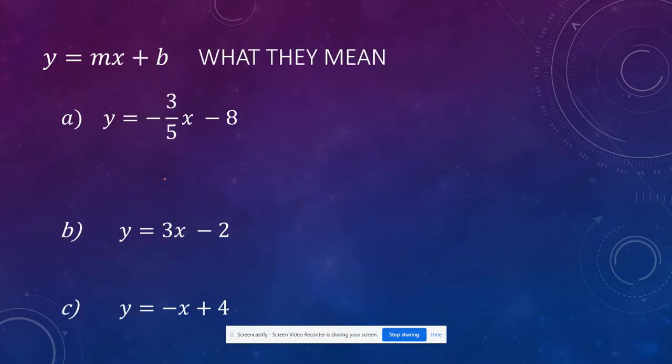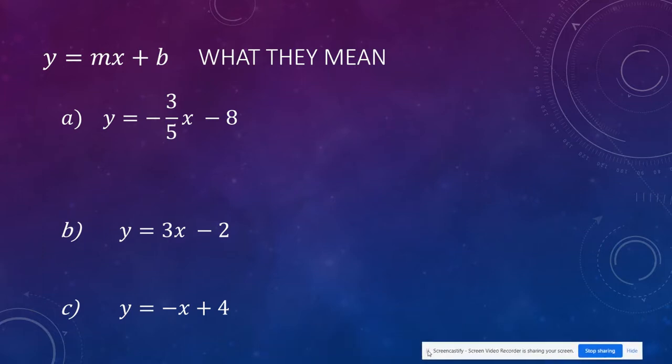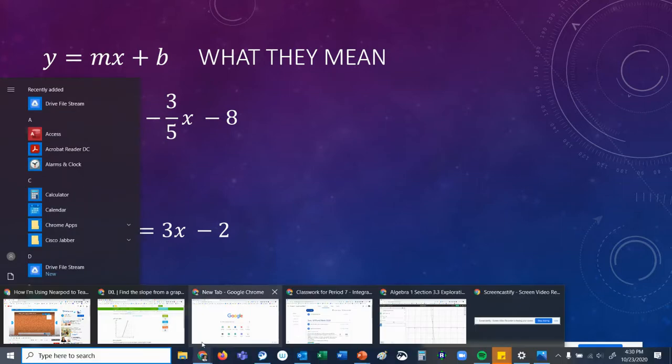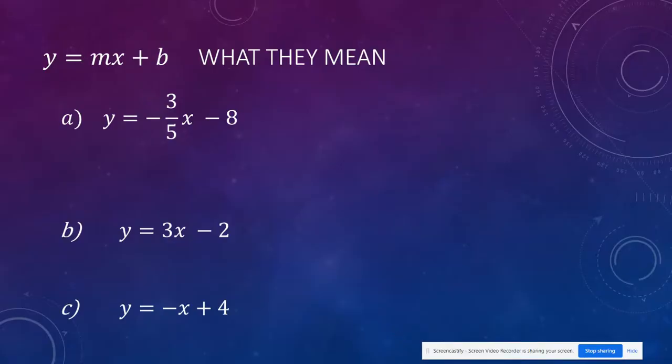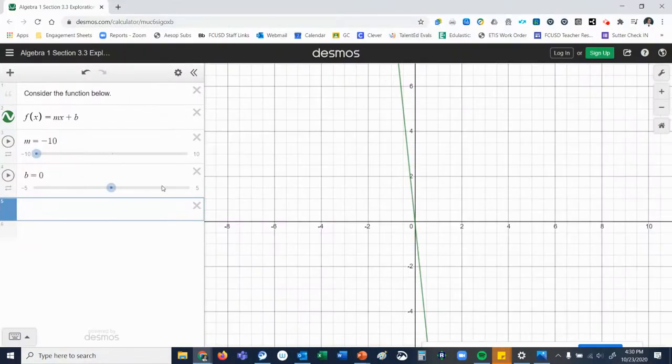So that's where we roughly left off. Now, some classes got a little further than others, but our next idea is this. What does y equals mx plus b mean? In order to understand that, I'm going to shift to a website here and review. I know some classes did this, but we're going to use it as a quick introduction to the formula we have for a line, y equals mx plus b.